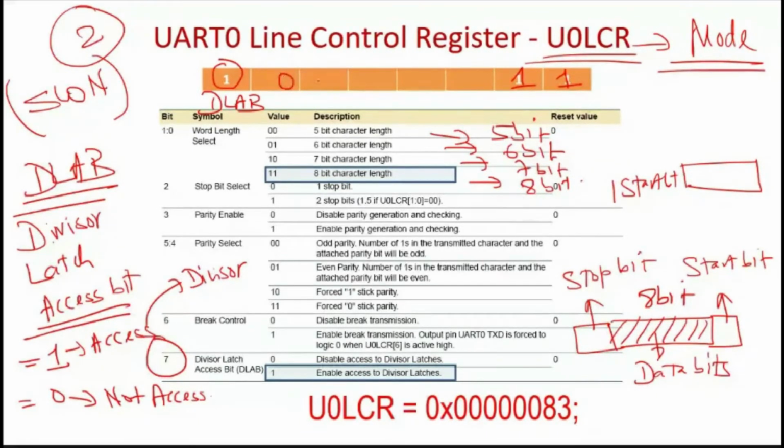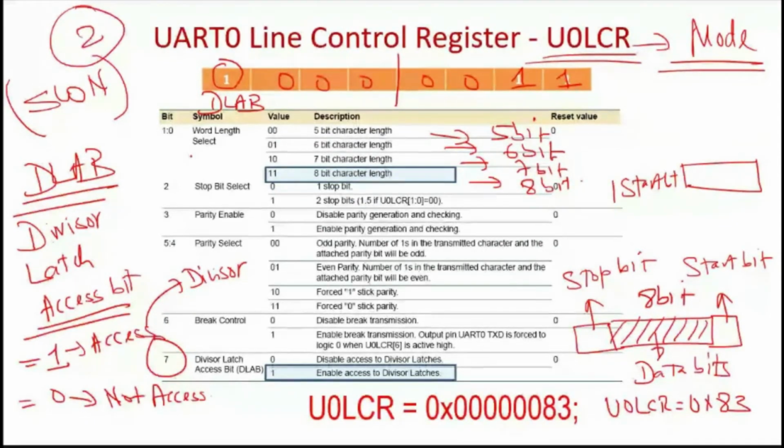So 1 0 0 0 0 0 1 1. So what is the hexadecimal value that we set for the UART0 line control register? UART0 line control register is equal to hexadecimal 83. Rest of the zeros, if you want to put, you can use a 32-bit register. If you can't put, otherwise you simply put 83.